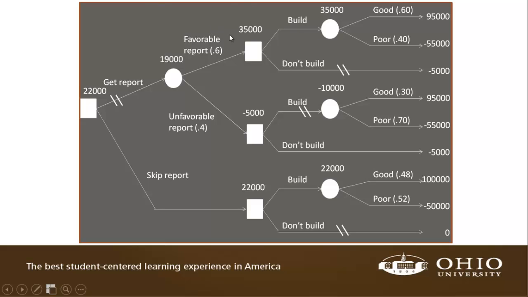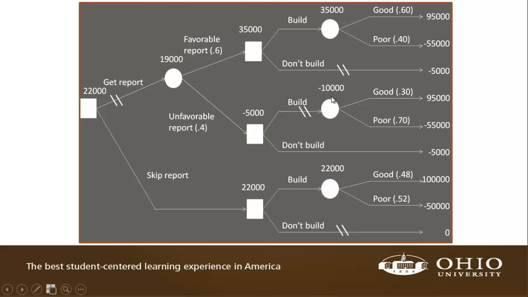Now, how did the property owner arrive at the decision here? Well, the choice is to either build and have an expected result of a positive 35,000, given that you got a favorable report, or to not build and lose 5,000. Obviously, the property owner is going to elect to build and hope to make 35,000.